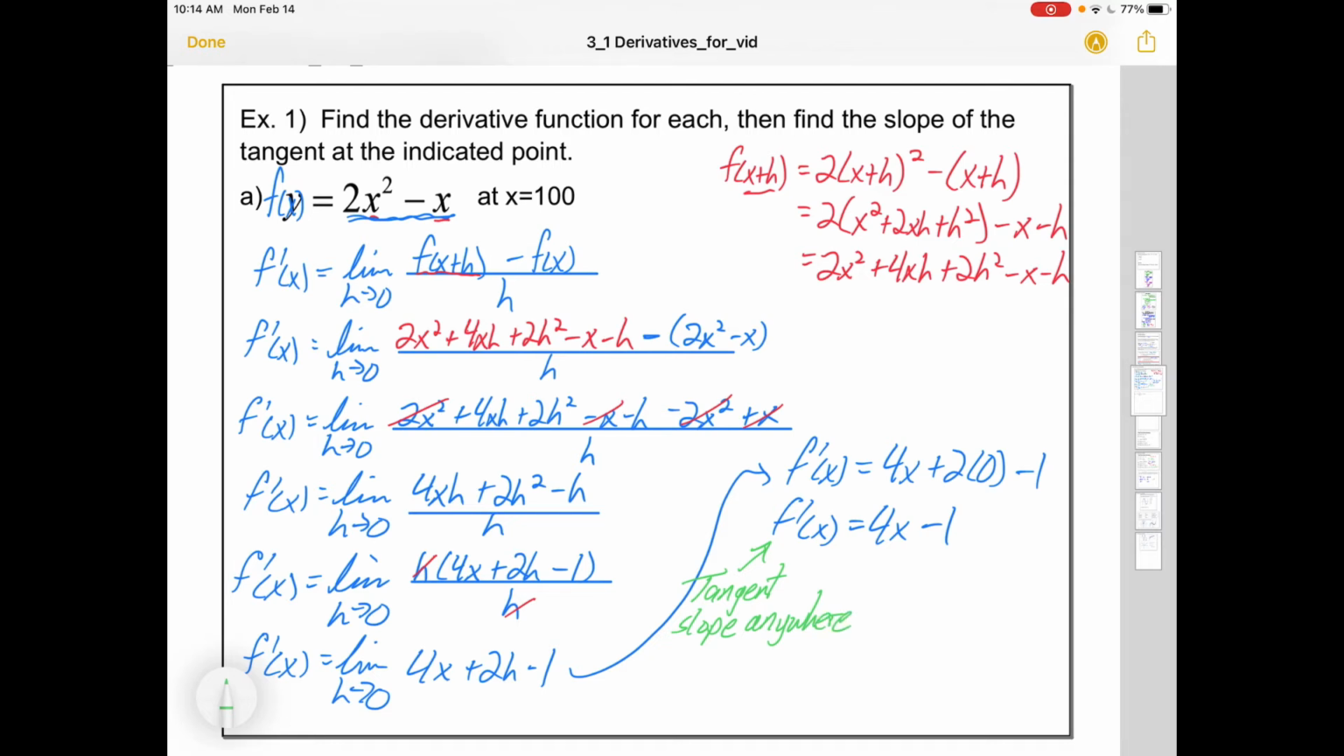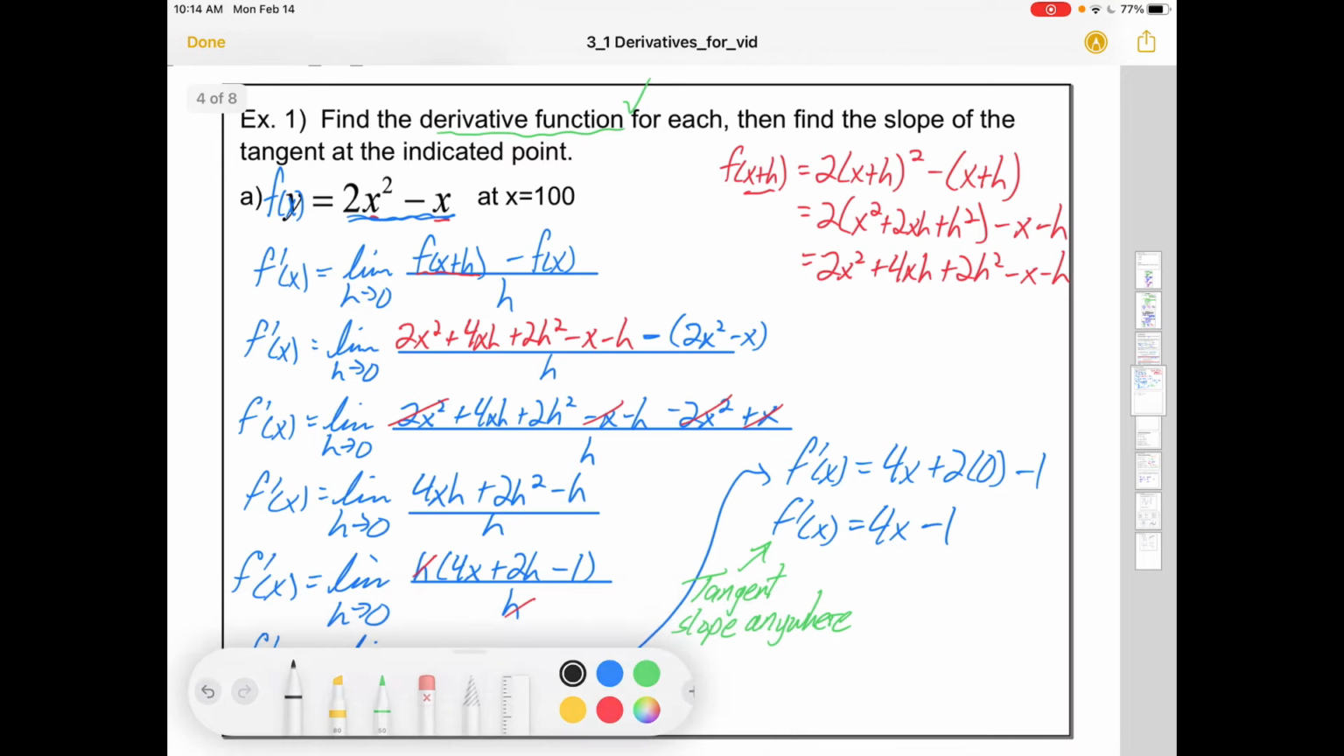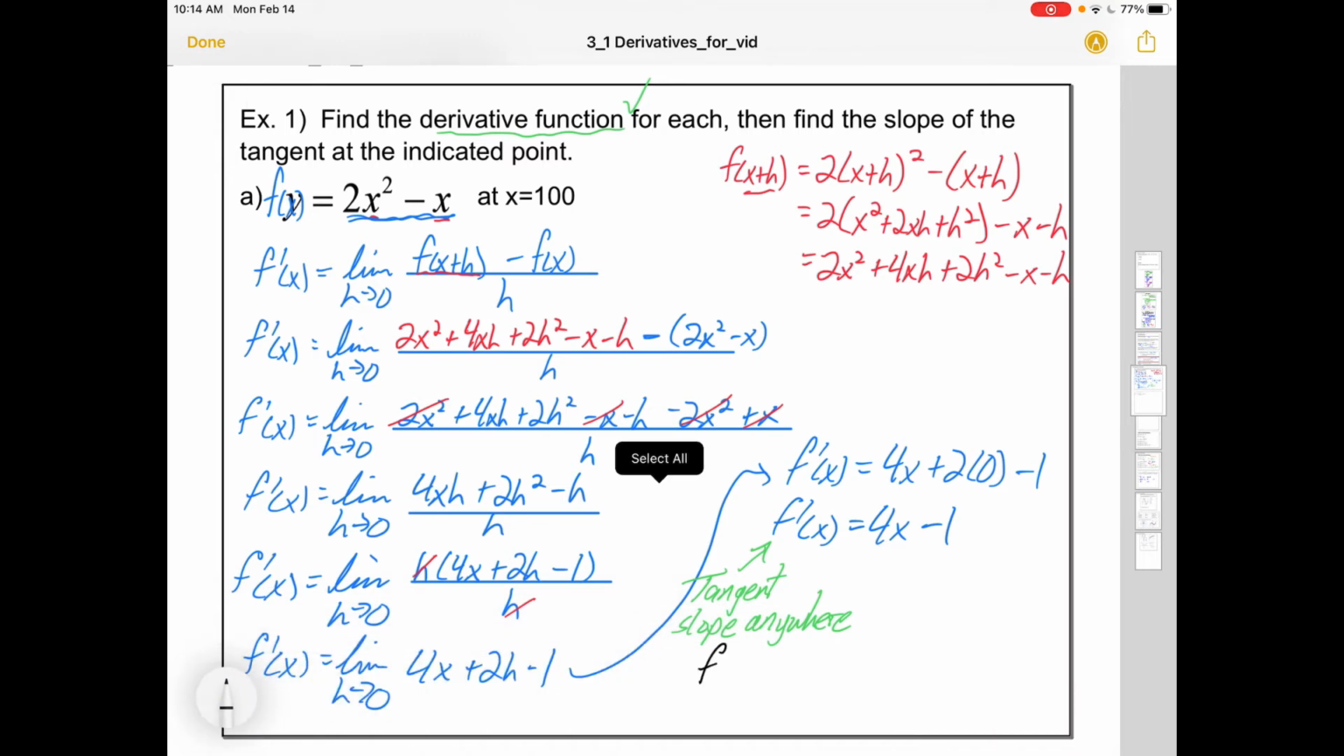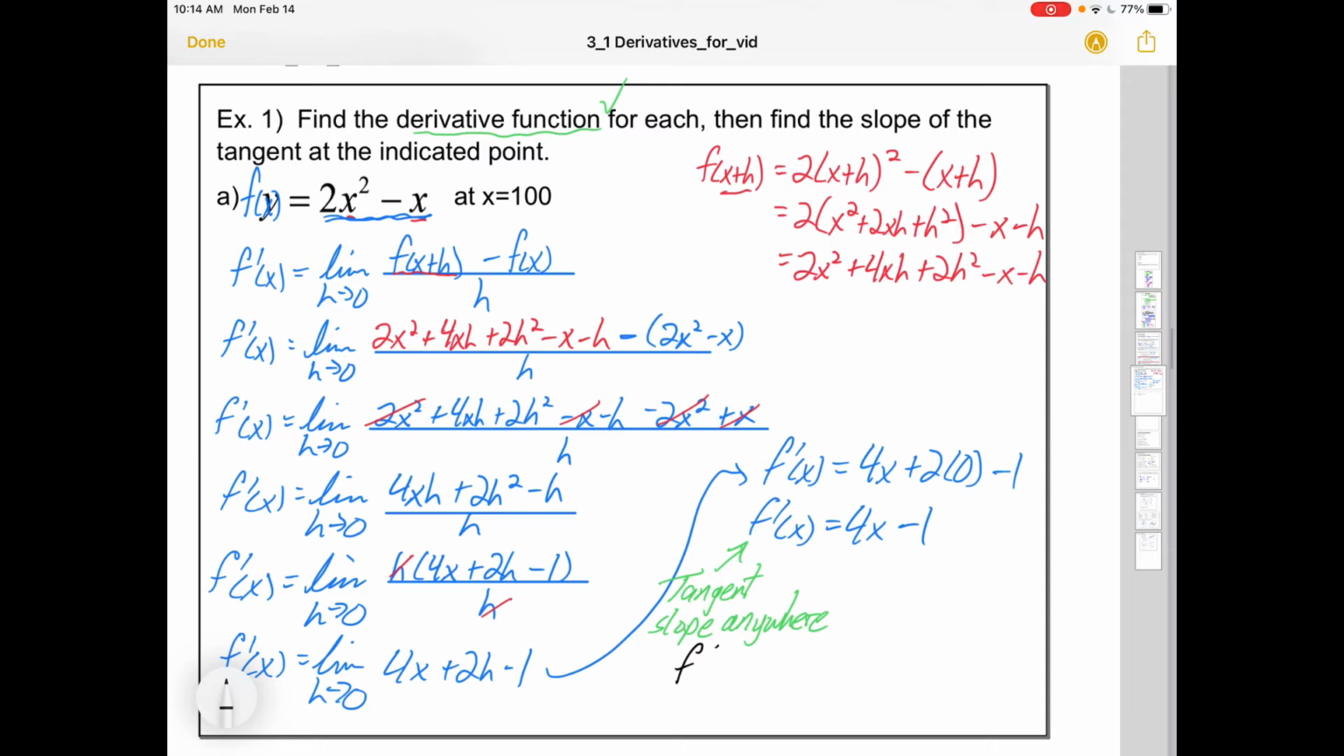So we found the derivative function. Yay, because it asked us to. We want now the slope exactly where x is 100. So we'll have f prime, not of x, but of 100. I just sub 100 in. And this last part of finding the slope is super easy. It's going to give me 400 minus 1, or 399. That's a very steep slope.